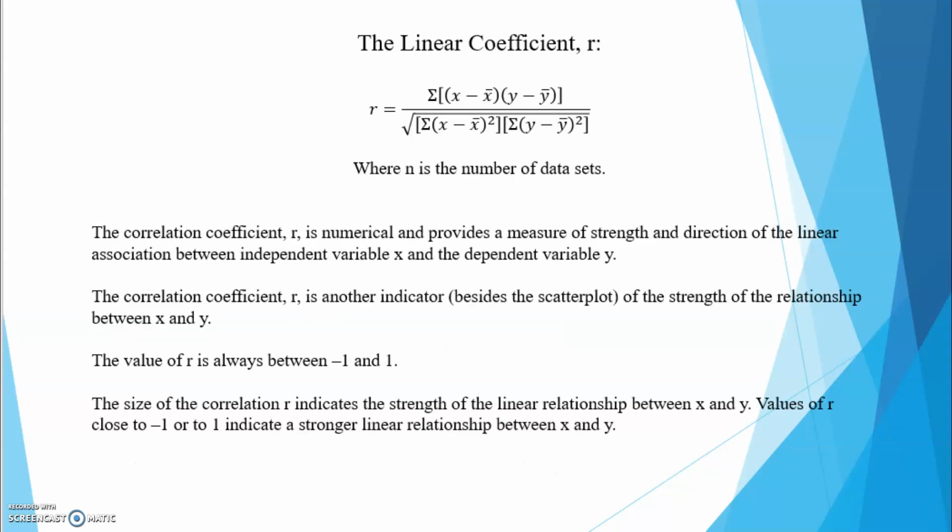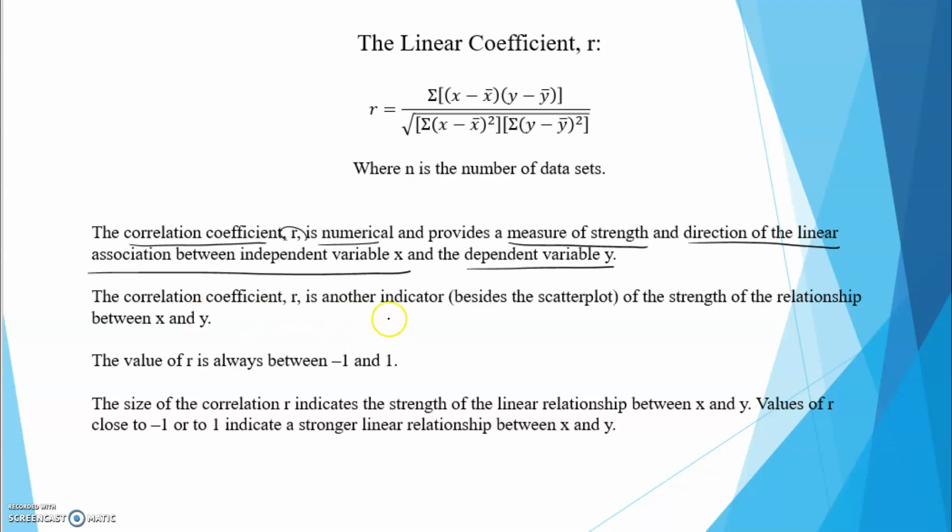This correlation coefficient R has this equation right here. It's a number, and what that number will tell us is it measures the strength and the direction of a linear association between the independent variable x and the dependent variable y. It'll basically tell us how strong the relationship between x and y is, and if it's a negative relationship or a positive relationship.